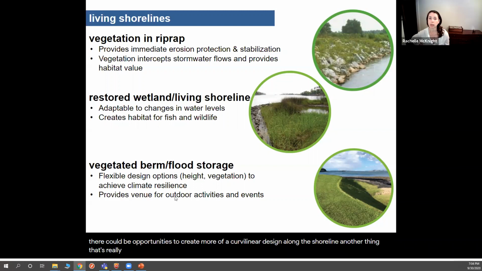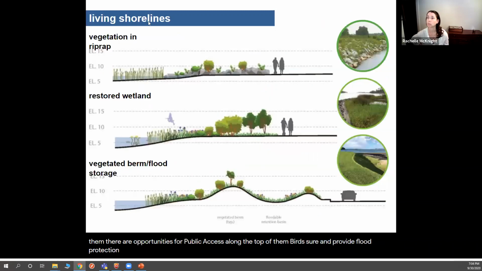Another thing that's really exciting in terms of flood protection are vegetated berms with flood storage. These are really cool because they're these giant sort of hilltop landscapes. You can put flood storage behind them. There are opportunities for public access along the top of them. Berms can be a really exciting way to stabilize the shore and provide flood protection.